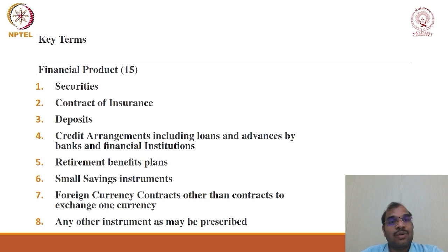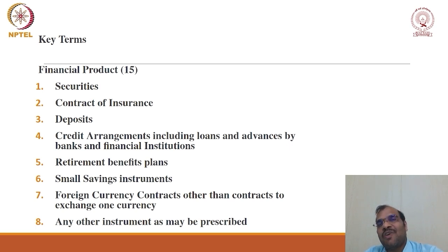Now let us look at the definition of financial product. What is the meaning of financial product? In the previous definitions, whenever we discussed the term financial product, it was in relation to financial services, whoever is offering the financial product. What is included in the definition of financial product? Section 3, subsection 15 defines the term financial product. First one, securities. What is the meaning of securities? The term securities is not defined under this legislation actually. Securities is defined under the Securities Contracts Regulation Act.